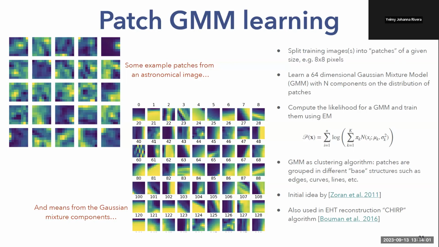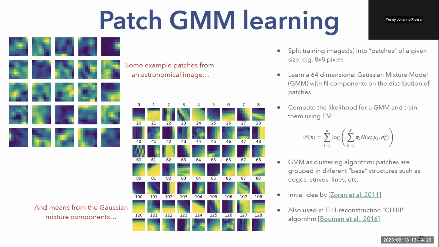From this, I can train this Gaussian mixture model. And this is also very nice about the Gaussian mixture model: I can compute the full likelihood analytically and also train it. Training typically happens with the expectation maximization algorithm, but there are standard implementations available, for example in scikit-learn. So this is very well understood.